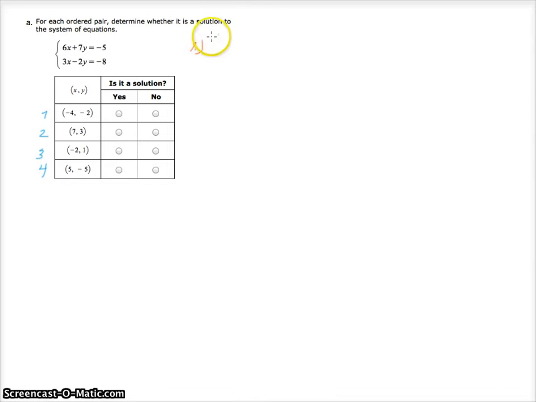So I have 6 times -4 plus 7 times -2 equals -5. This gives me -24 plus -14 equals -5. I need a little negative. -5 is a little negative, and this is going to give me a bigger negative. So this one's a big old no. Which means that whole point doesn't work.